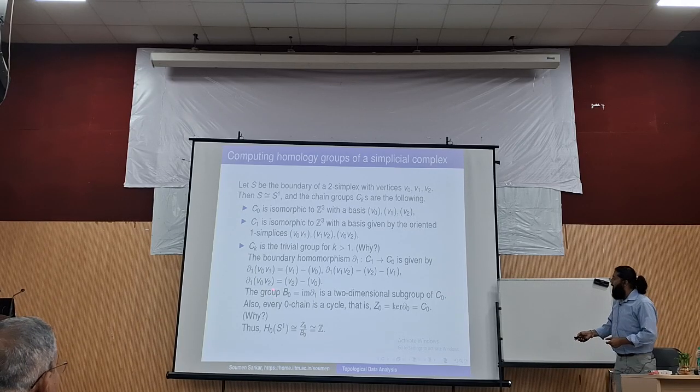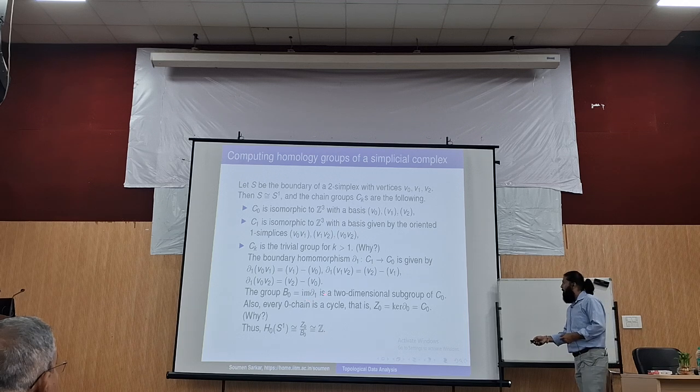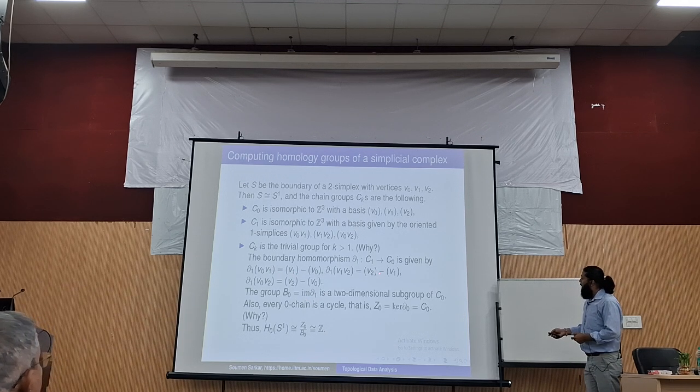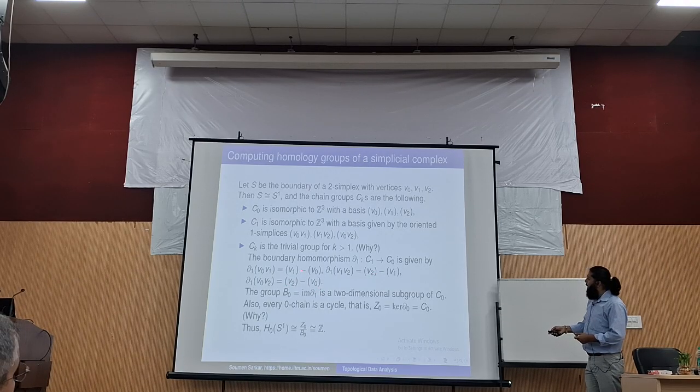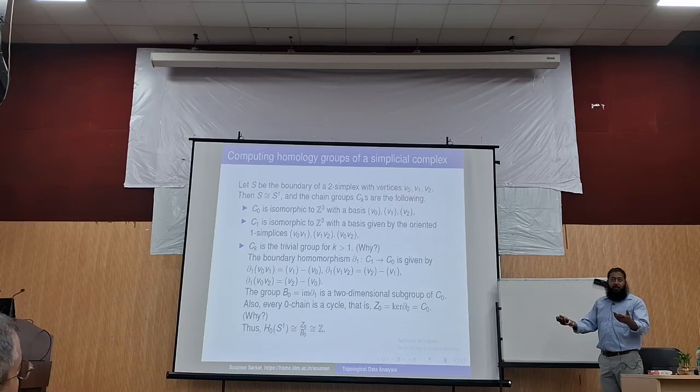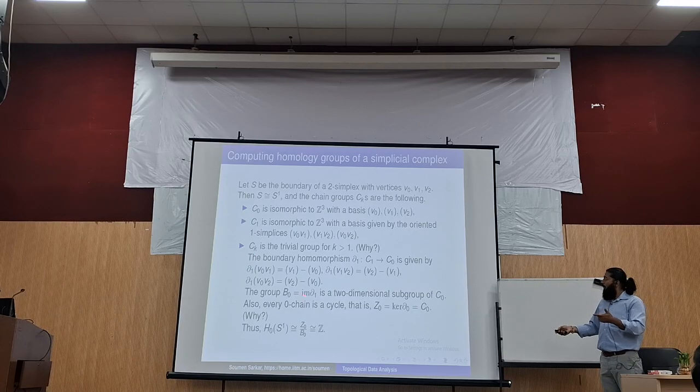So what will be B0 then? It is the image of delta 1. So what is the image? The image is generated by these differences. If we add these two, then we get B4. So these three are not independent, they are dependent. And two of them are independent. As a module, they are the module basis, they are independent. So it is two-dimensional.